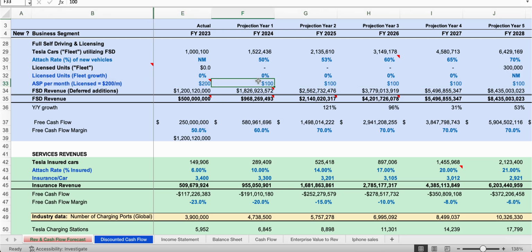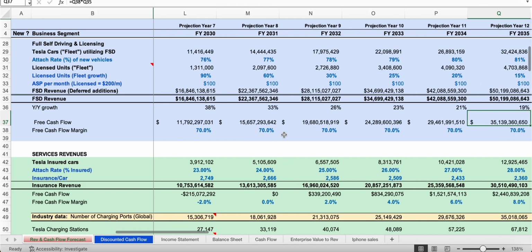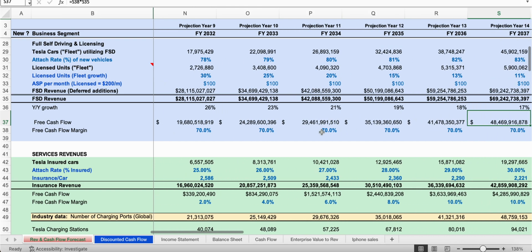for the customers. Now, the key point here is that free cash flow is already high and it's going to skyrocket. So you could see as the years go up, that free cash flow is going up rapidly. And I've got a very high free cash flow margin of 70%. So by 2035, we got free cash flow of $35 billion. So that's the best in business unit, obviously.